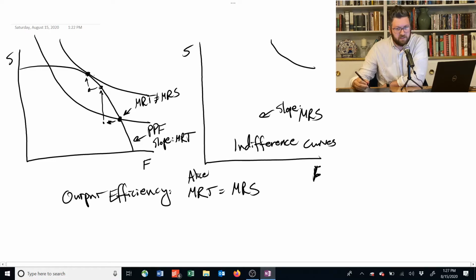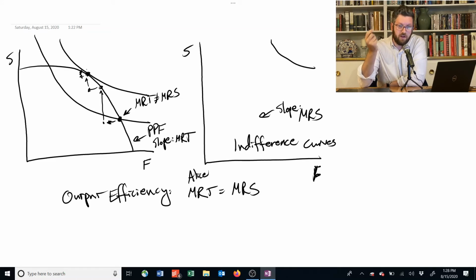once we're here, you can see that there's no more scope for anybody to gain without losing, all right? So now if Alice tries to do the same thing, she gives up a little bit of food. The amount of extra shelter the economy makes is just enough to offset her loss, so she's indifferent. She can't be better off. And in fact, if she tried to give up 2 units of food, we'd start to see that she's worse off, okay? So that's the basic idea behind output efficiency.